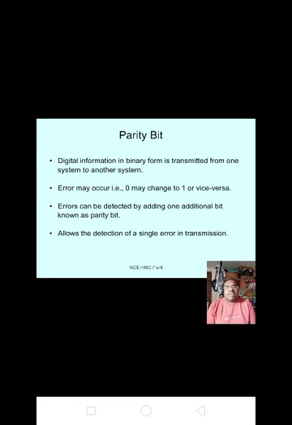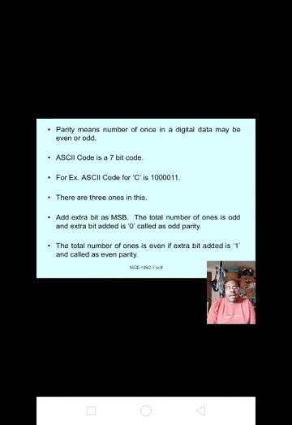Digital information in binary form is transmitted from one system to another system. Errors may occur, that is 0 may change to 1 and 1 may change to 0 or vice versa. Errors may be detected by adding one additional bit known as parity bit. It allows the detection of a single error in transmission. Parity means the number of ones in a digital form may be even or odd.